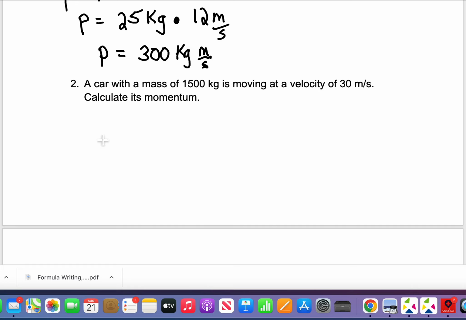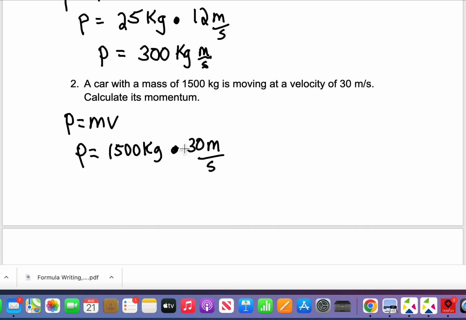Okay, so let's see if you did problem number 2 correctly. Step number 1, write the momentum equation. Momentum equals mass times velocity. Then we're going to plug in the numbers. Momentum equals mass, 1,500 kilograms, times velocity, which is 30 meters per second. This thing right here means multiply. So 1,500 times 30, and if you do that, you end up getting that the momentum is 45,000, and none of the units cancel, so it's kilograms, meters per second.